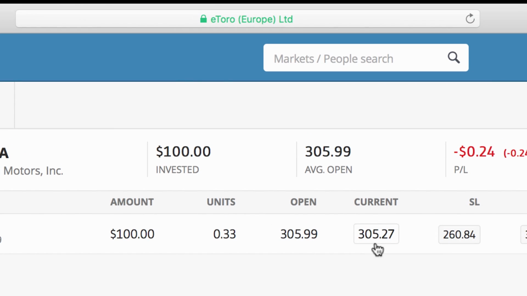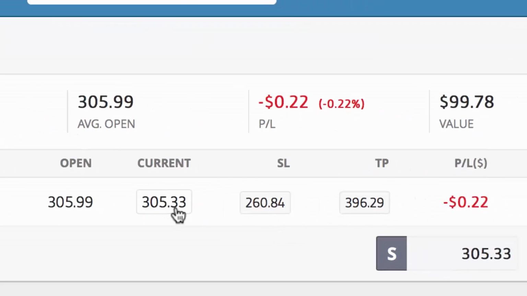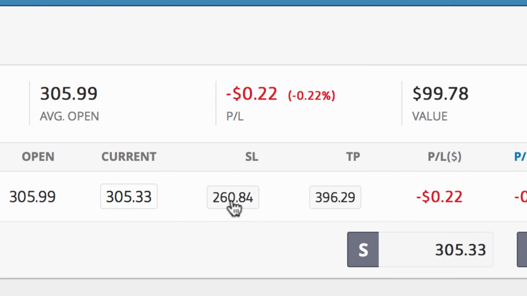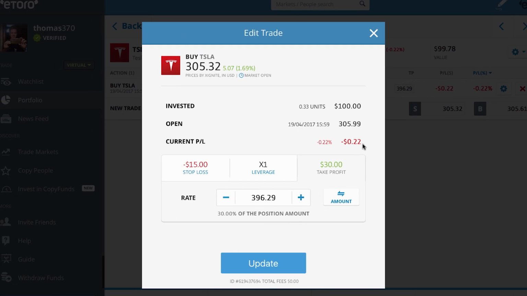I opened at this price, the current is this, 305.33, so it's gone down. There's my stop loss, there's my take profit. So I can change them. At any time I can go back into the trade, I can edit it, and I can readjust those however I want. Brilliant thing, very simple, means I just don't have to sit at my computer all the time. And I can sort of predetermine where I hope it will go or think it will go, and what I'm willing to risk, what I'm willing to lose.